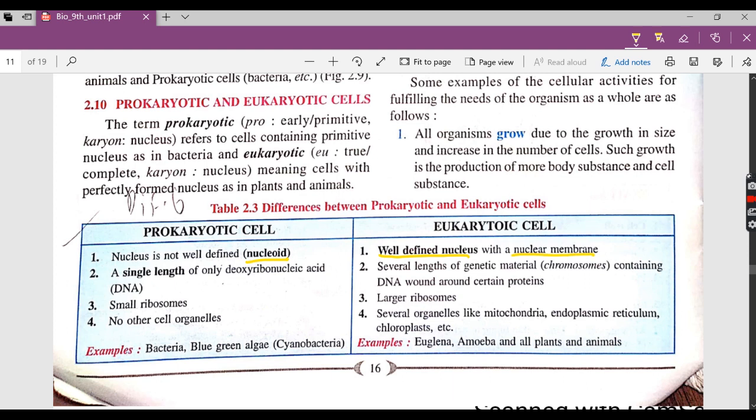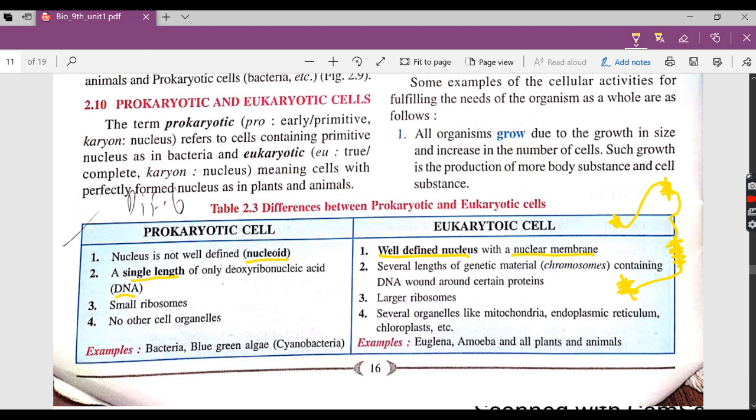Also in prokaryotic cells, a single length of only DNA is found, while there are several lengths of genetic material containing DNA wound around certain proteins. So it would be something like proteins, and there is DNA wound around it. Then there is some more DNA, and they are bound via protein. Then like this again DNA bound around a protein, and so on and so forth. And this is how the DNA, when it's not in the cell division phase, looks like in a eukaryotic cell.